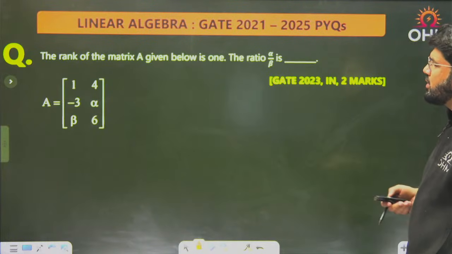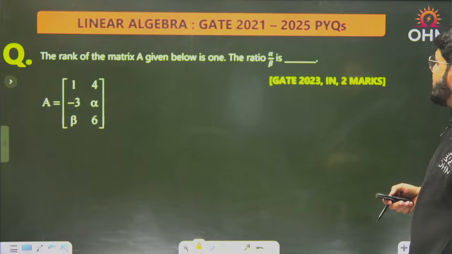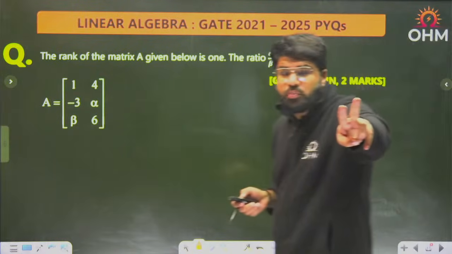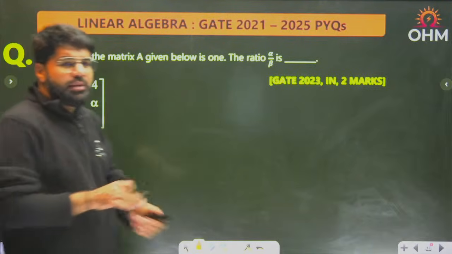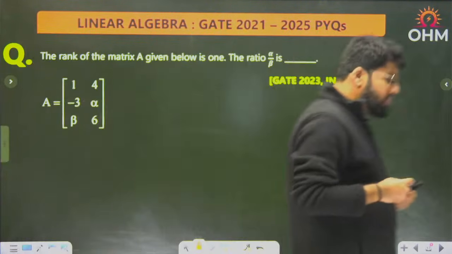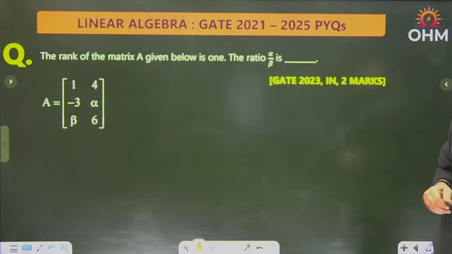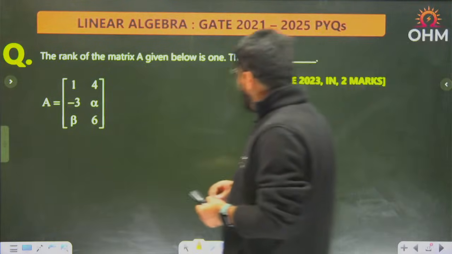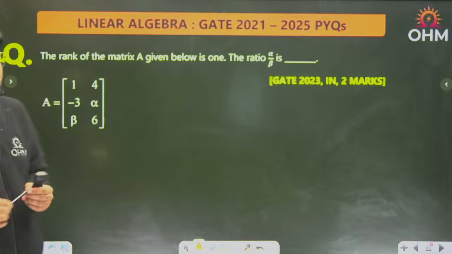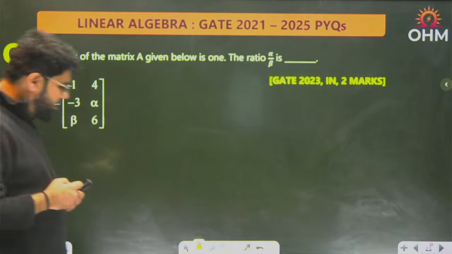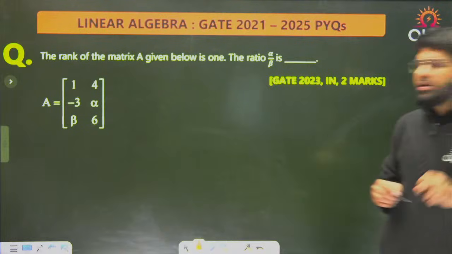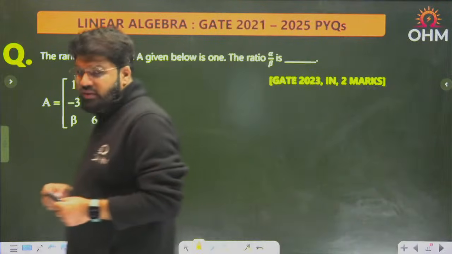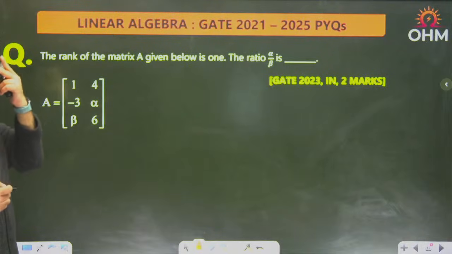Next question. The rank of the matrix given below is 1. It's a very simple question for 2 marks. What is the ratio alpha by beta? The rank of the matrix A given below is 1. What is the ratio alpha by beta? We have to figure out that ratio. The rank of the matrix is 1.